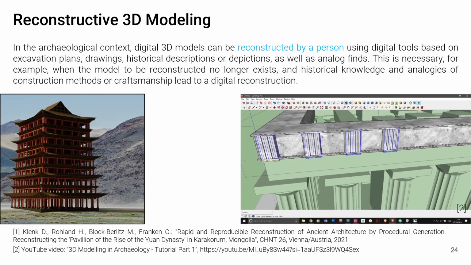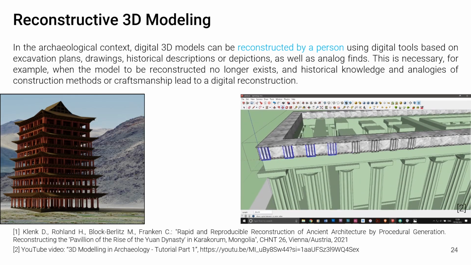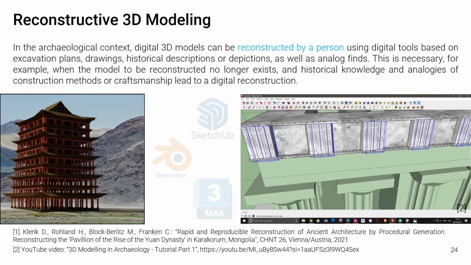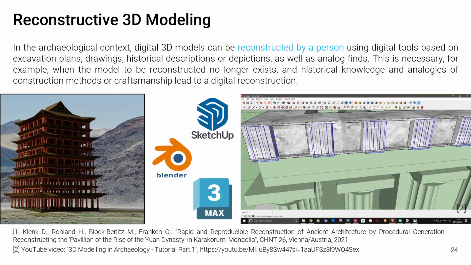As an example, here we see the result of a semi-automated 3D modeling using procedural methods to reconstruct the Great Hall north of the Erdene Zuu Monastery in Mongolia. A variety of tools can be used for reconstructive 3D modeling. SketchUp, Blender, or 3ds Max are popular.